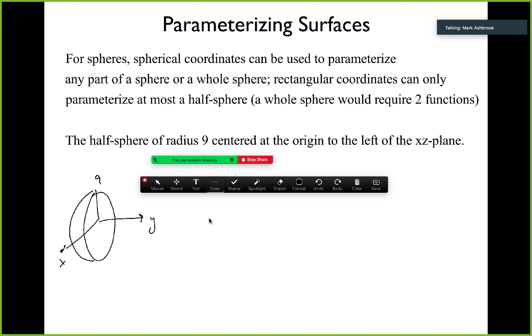Okay, and so we get two variables to write x, y, and z. So we want to pick wisely here. And so how can we pick which two variables? So we know our spherical coordinates are rho, phi, and theta, but we only get two. We only get two variables to write every point on the sphere. So what will we choose?